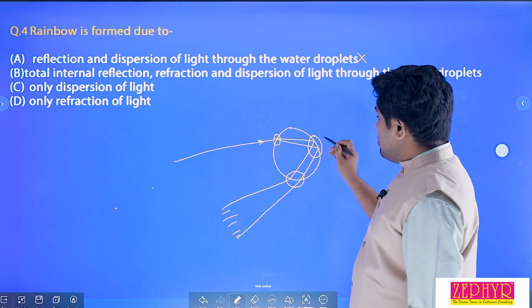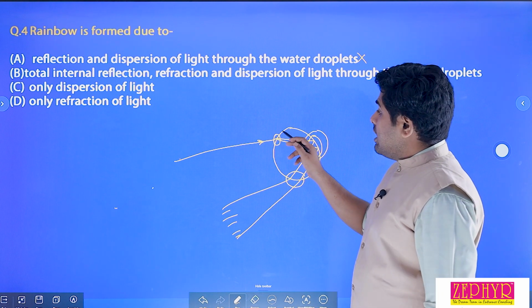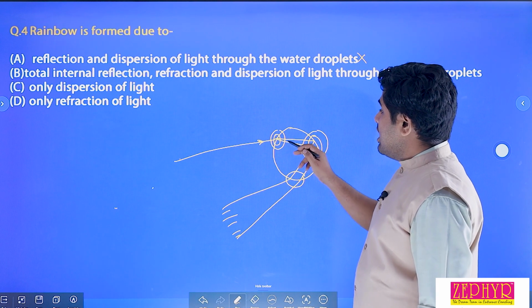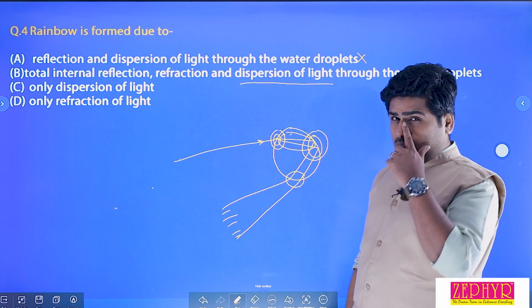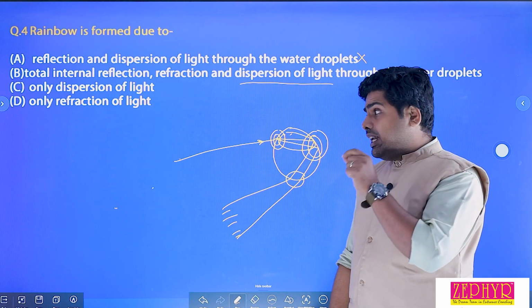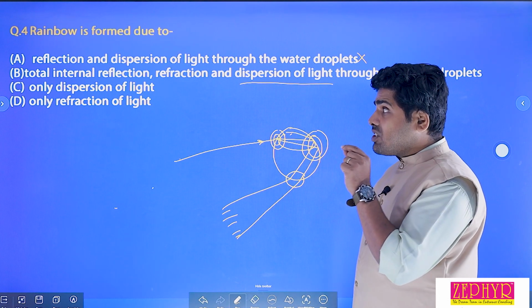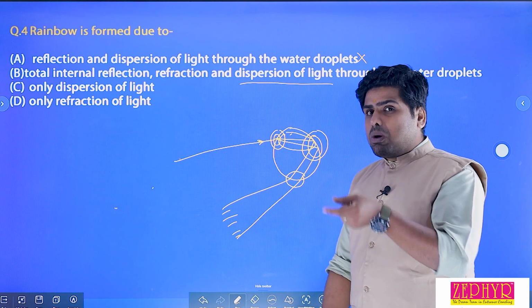Yes, that is correct, because here total internal reflection is produced, and here a refraction, and here another refraction, and in this region dispersion of light is produced. So there are three important phenomena related to the formation of the rainbow: first, refraction of light; second, total internal reflection; third, dispersion of light.